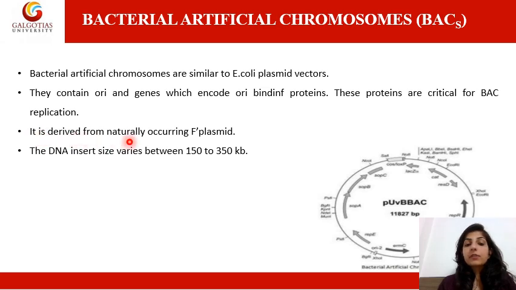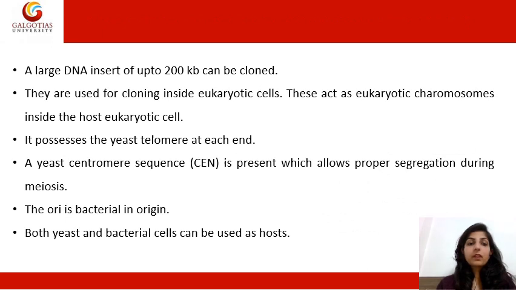It is derived from the naturally occurring F plasmid. The DNA insert size will vary between 150 to 350 kb. A large DNA insert of up to 200 kb can be cloned. They are used for cloning inside eukaryotic cells. These act as eukaryotic chromosomes inside the host eukaryotic cell.